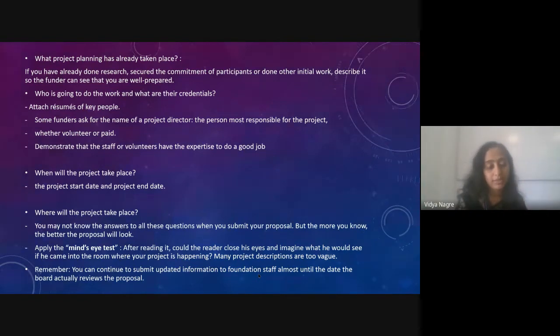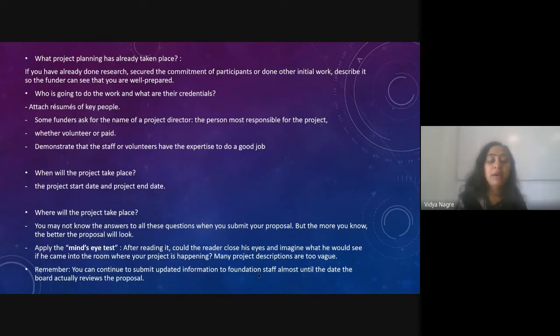Where will the project take place? You may not know the answers to all these questions when you submit your proposal. But the more you know and the more you can add on, that is better. And always remember that until your proposal is scrutinized by the board for review and granted, till then you can even keep on supplying the additional information. So do not worry about it.